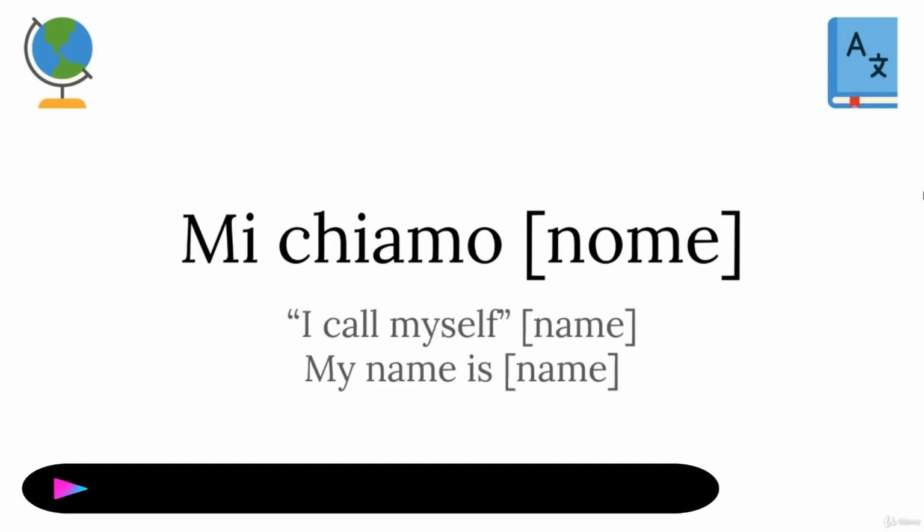The second way to introduce yourself is, my name is Claudia, and that in Italian is, mi chiamo Claudia. Repeat right after me, please. Mi chiamo Claudia. And that literally means I call myself Claudia. So my name is Claudia.